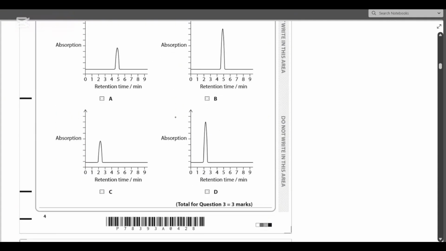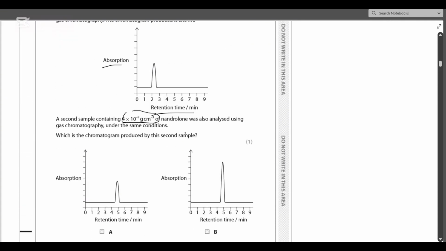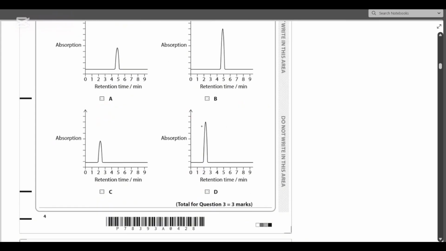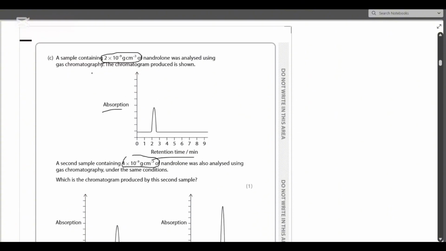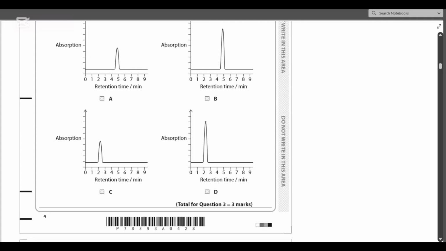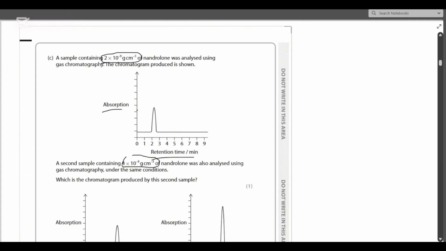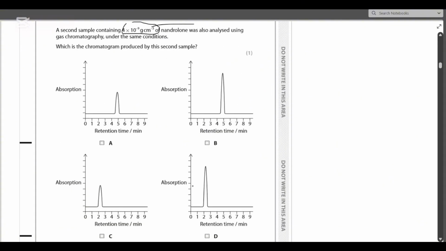You should always remember one thing, that the retention time actually does not change, whatever the sample we take in gas chromatography. The only thing that's going to change is that the absorption is going to become double. For example, if it's somewhere here, like 1 2 3 4 5, it's going to be 1 2 3 4 5 6 7 8 9 10. It's going to be somewhere here.